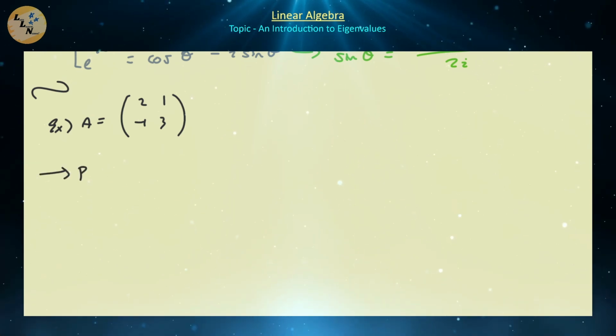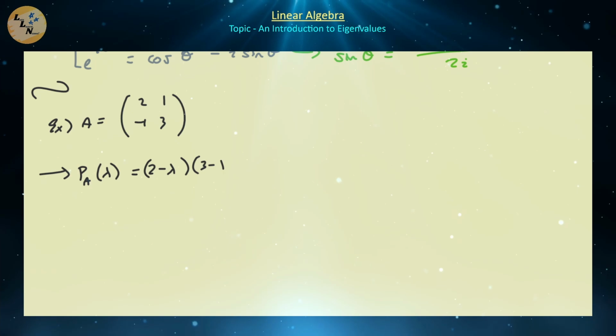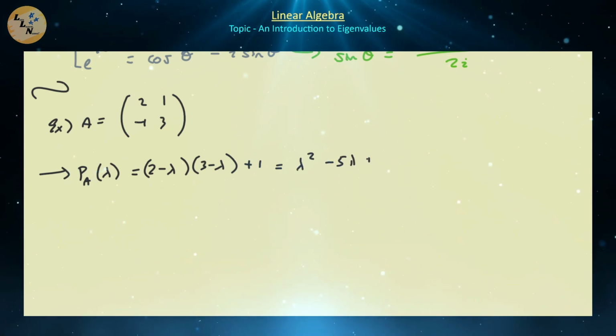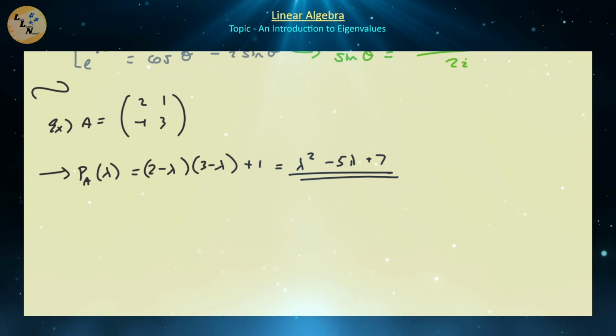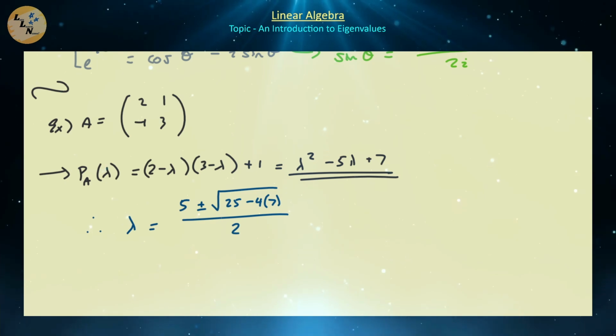You should be able to at least show that the characteristic polynomial for this is going to be equal to (2 minus lambda)(3 minus lambda) minus negative 1 times 1, which is going to be positive 1. So that's going to be equal to lambda squared minus 5 lambda plus 7. Since that's our characteristic polynomial, we're going to have that lambda is equal to negative b plus or minus the square root of b squared minus 4ac all over 2a.